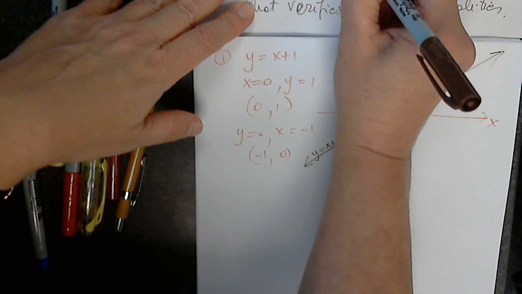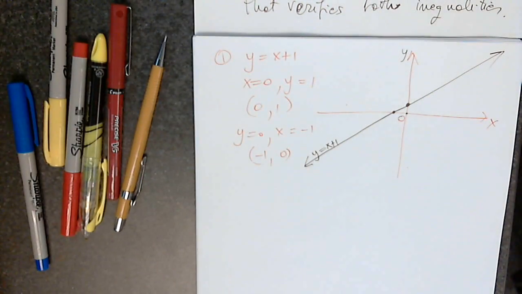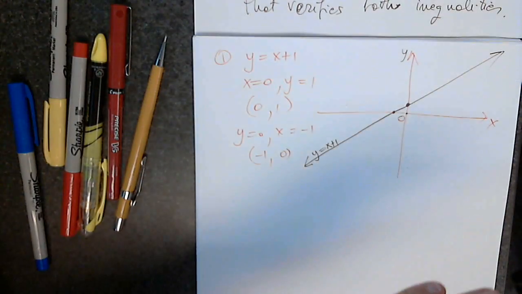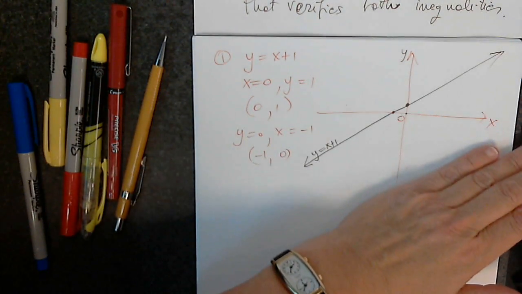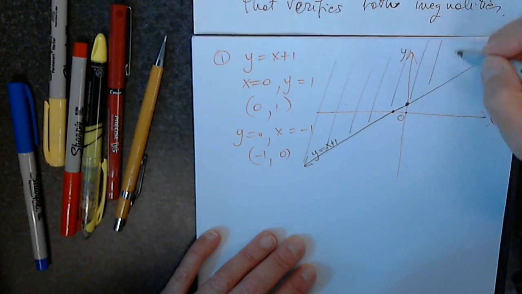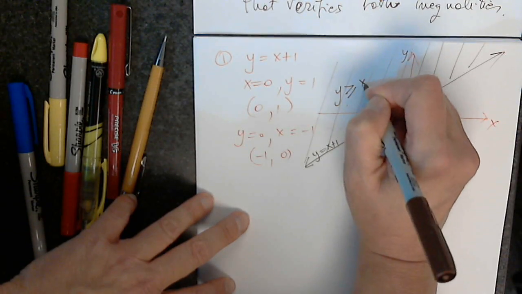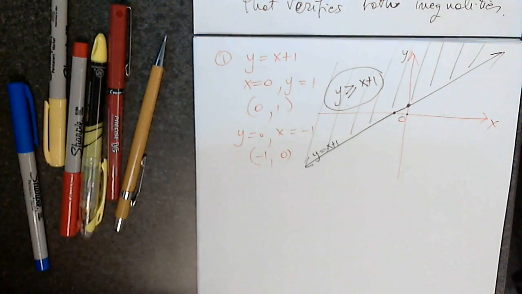Yes, I get that 0 is greater than or equal to 1. What do you think about this statement? Is it true or false? False. So that means that I cannot shade in this area. I have to shade in this area, which represents y greater than or equal to x plus 1.